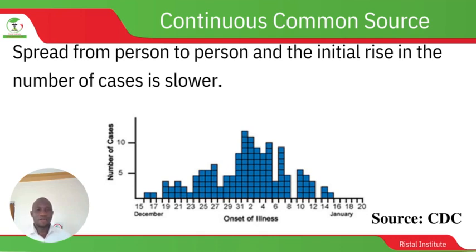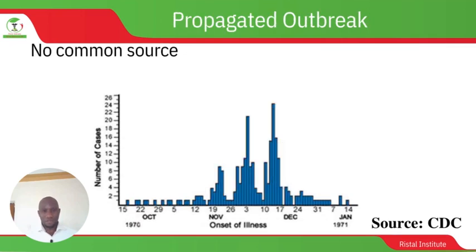And then we have an epidemic curve that is spread throughout, and there is no unique spiking across the different days or even months. The interpretation of this is that the condition is being spread from one person to the other, and therefore you don't have one particular source of infection. You're having each person acting as a source of that very infection. So you have a slower increase in the number of cases.